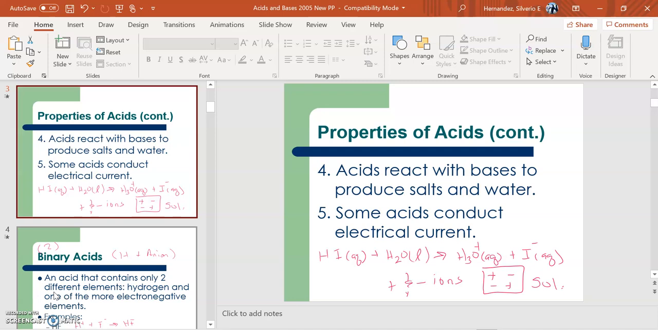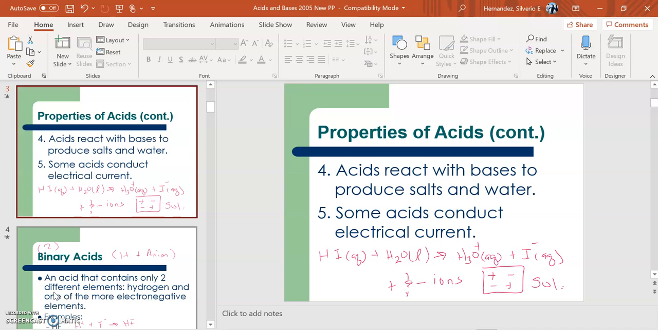Number five, some acids conduct electrical current. So here I have a reaction of hydroiodic acid. It's going to react with water. When it does that, the hydrogen comes off of that acid and bonds with the oxygen in the water and produces this hydronium ion, which is a positive ion. And then the iodide is left by itself, and they're floating around in the solution as positive and negative ions.